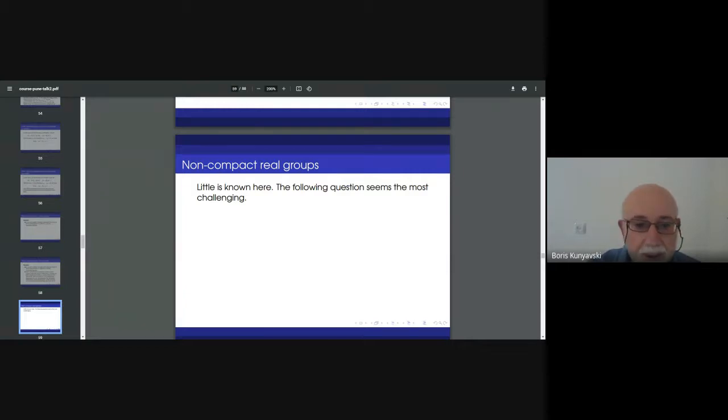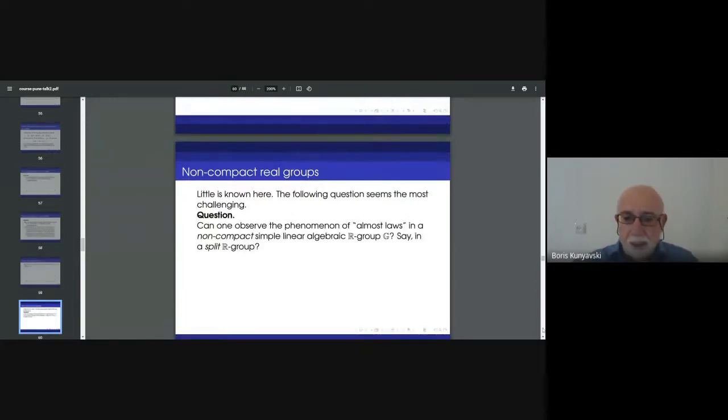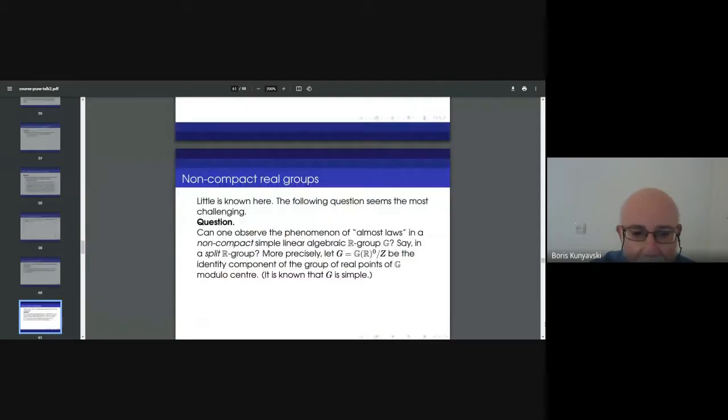Well, so let's consider this situation, and the following question seems the most challenging here. Can one observe here the phenomenon of almost laws? Does there exist a split group, split, of course, is not compact, such that there are Thom words, that is, for every epsilon there exists a word such that the image of the word map falls into the epsilon neighborhood of the unit element? It's open, wide open.